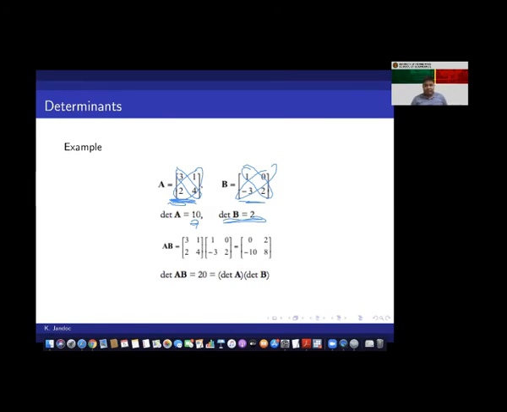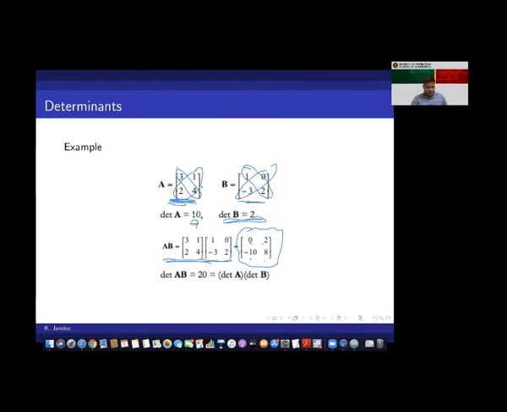Okay, now let's multiply A and B. You can do the multiplication because the dimensions of A and B conform, and they can be multiplied. When you do the multiplication, you'll end up with a new 2 by 2 matrix with entries 0, 2, negative 10, and 8. Okay, now what's the determinant of that one?